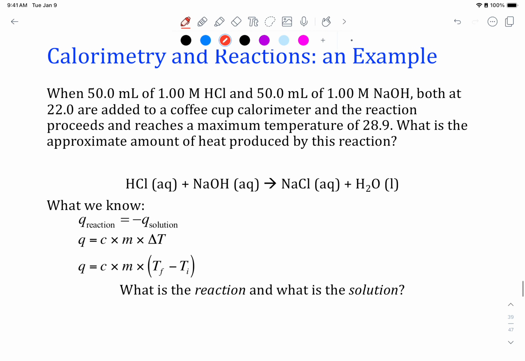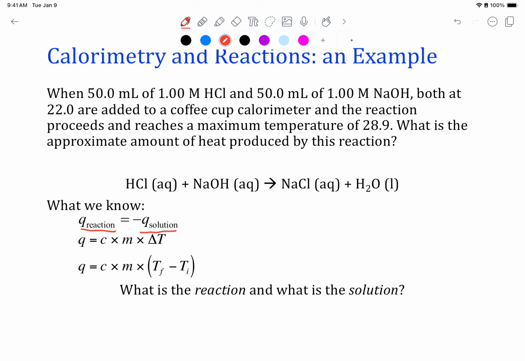So I want to just highlight what we know from this problem. We know that Q of the reaction is going to be equal to the negative Q of the solution. We know our Q equations. What we want to know is what is the reaction and what is the solution? Okay, what are we thinking about for a reaction and solution?